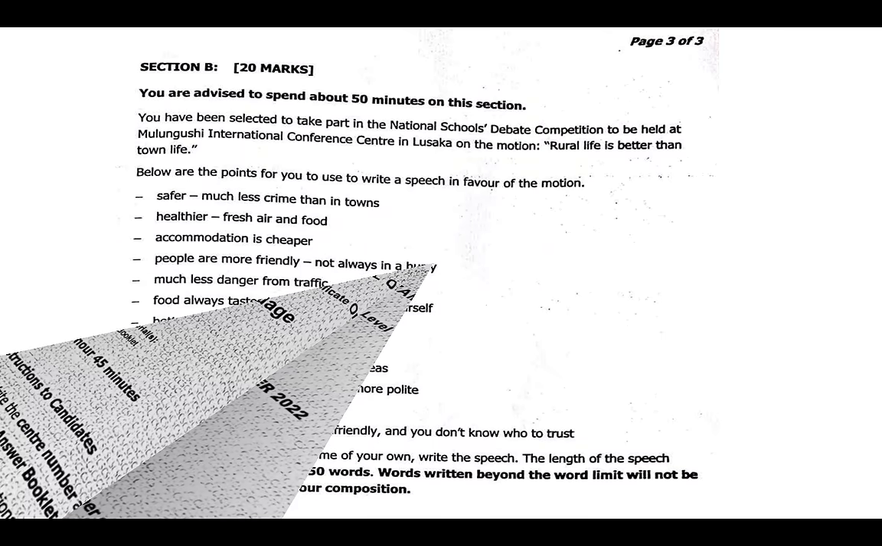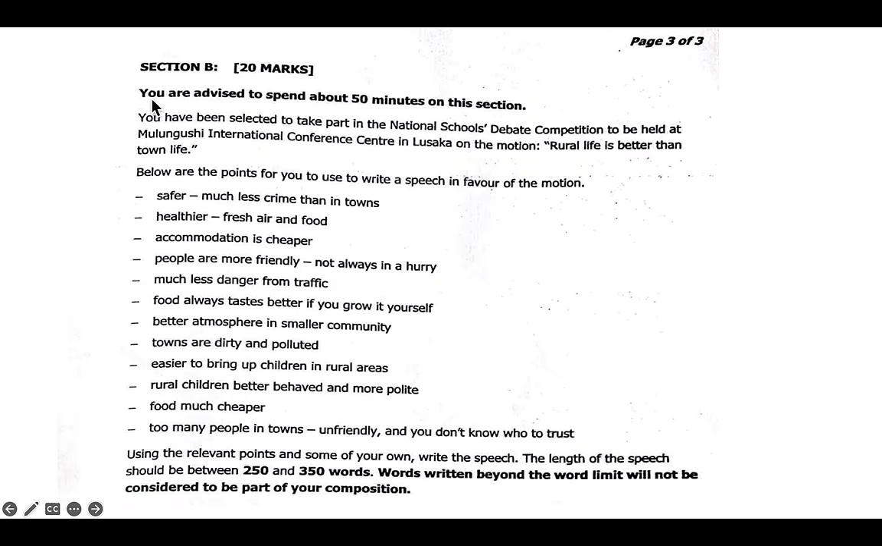Okay, so this question which was given, we are given a question on Section B, and then the examiner went on to state you are advised to spend about 50 minutes on this section. So the question went on. You have been selected to take part in the National School Debate Competition to be held at Mulungushi International Conference Center, on the motion, rural life is better than town life. Below are points to use to write a speech in favor of the motion.